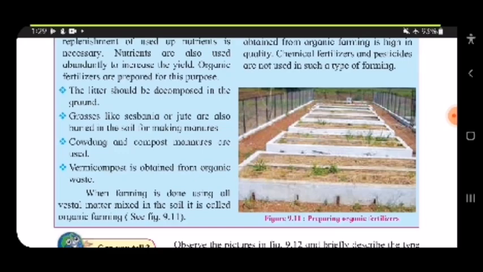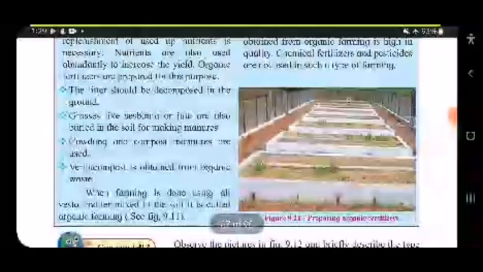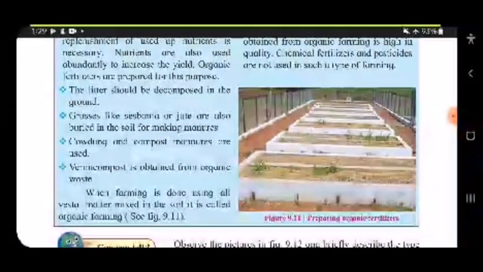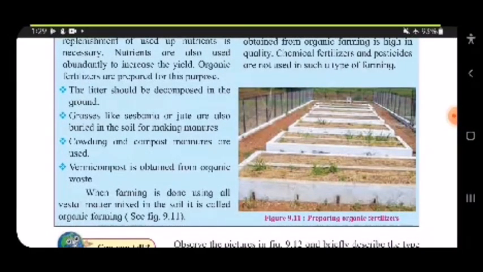Cow dung and compost manures are used. Vermicompost is obtained from organic waste, that is worms. When farming is done using all waste matter mixed in the soil, it is called organic farming. I told you all the waste things, vegetable waste, fruit waste, or some other waste, eggshells, okay, they can all be used in organic farming, all the waste products.